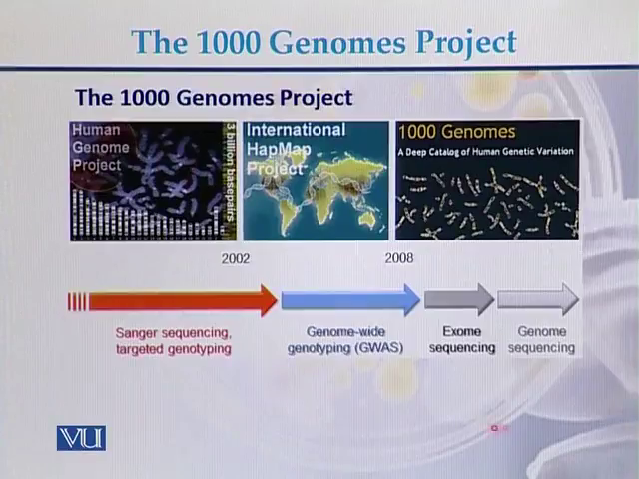Here is the history of the 1000 Genomes Project. Initially, the Human Genome Project was sequenced by 2002. Then there was a project, the International HapMap, that was completed in 2008. And from 2008 onward, the project called the 1000 Genomes Project was launched.